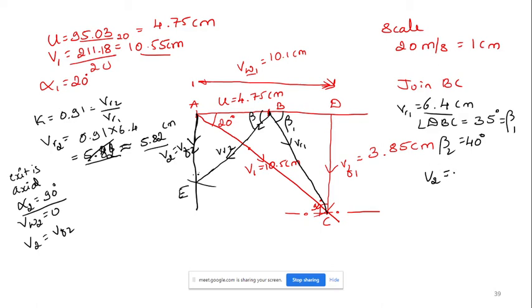Sir, you're asking BE, I guess. B is nothing but your VR2. That is equal to 5.82 centimeter. Sir, you told us to take 90 degrees from point A and mark an arc at 5.82 from B. Then mark that point as E. AE will be separate.